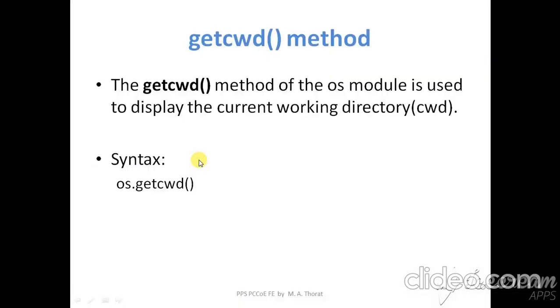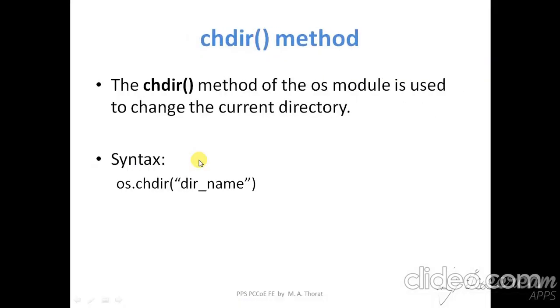Now, what is the next method? It is chdir. Why is the chdir method used? Ch is change, dir is directory: change directory. If I don't want to work on the default path which is given, and I want to change the directory and work on my own folder or some other folder, then we can use this command to change the location of the system. To change that directory, we call the method again using the OS module.